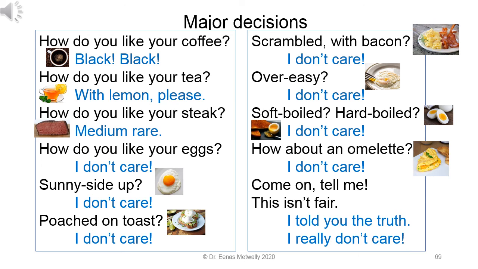How do you like your coffee? Black, black. How do you like your tea? With lemon, please. How do you like your steak? Medium rare. How do you like your eggs? I don't care. Sunny side up? I don't care. Poached on toast? I don't care. Scrambled with bacon? I don't care. Over easy? I don't care. Soft boiled, hard boiled? I don't care. How about an omelet? I don't care. Come on, tell me, this isn't fair. I told you the truth, I really don't care.